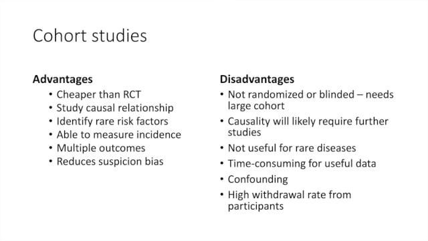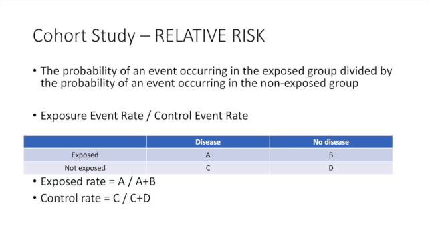bias. Okay, disadvantages: it's not randomised or blinded, so it needs a massive cohort to make sure that you're not adjusting your power. Causality will likely require further studies, okay, and it's not useful for rare diseases because quite simply you won't capture those people in your data set. It is incredibly time consuming for useful data, and there will be a high amount of confounding factors. And as you would expect, you're trying to follow people over years and years of their life, and there'll be a high withdrawal rate from participants unless you are looking at other ways, whether incentivising it, throwing money at the problem, just to try and keep them on side.